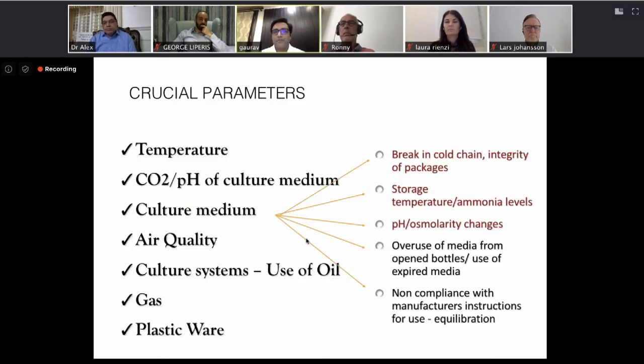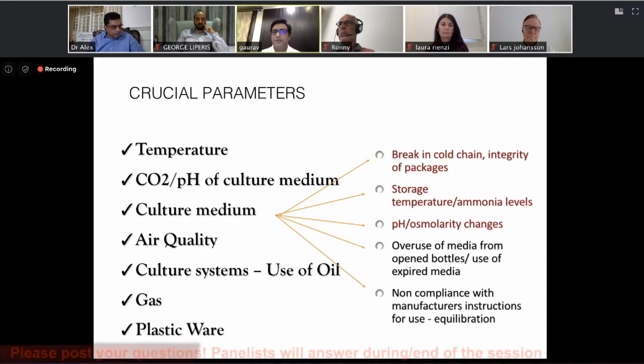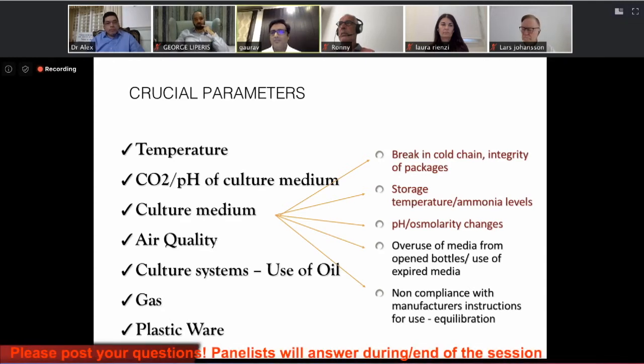All right. So now we move on to the next question. There are so many crucial parameters that one has to worry about while troubleshooting, and there are many situations when people are at a loss about what to address first, or probably try a quick fix solution when faced with a problem. So there's temperature, and you have to worry about the CO2 or the culture media or the air quality, for God's sake, wondering if there's something going wrong with the air quality, or oil or gas or plasticware.